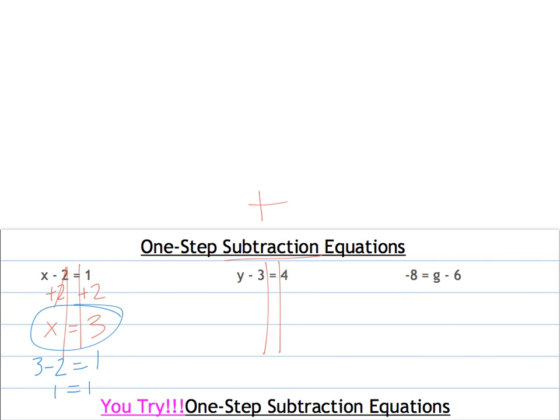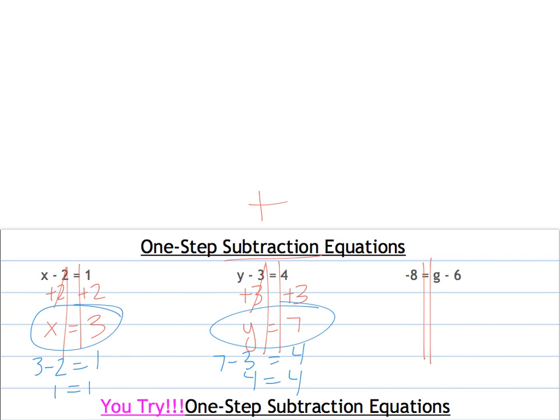Train tracks. Inverse of subtract is add. Negative 3 plus 3 is 0. They're additive inverses, if you remember that word. y equals 7. Plug it in to check. 7 minus 3 is 4. Sure enough.